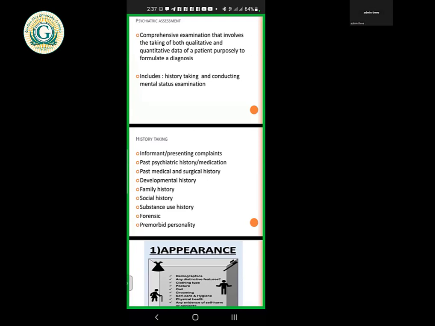With the past psychiatric history, you want to know whether the patient has been admitted before and why he was admitted. The diagnosis, you want to know. You want to know the medications that he was given. And you also want to understand if he was able to recover and possibly whether he has taken the medication for a long time or he just stopped taking the medication that is leading to the current relapse symptoms. So it's very important that we understand the past psychiatric history.